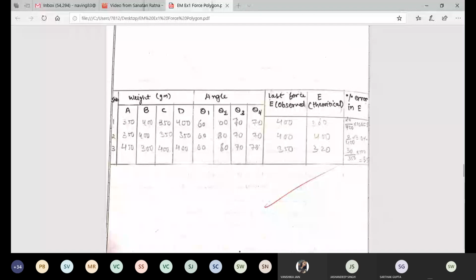This is the table. Take the first readings 350, 400, 350, 400 and make the polygon. I will call every student, and when I call, that student should open his camera and show me the polygon. I will be calling from roll number 291. So every student has to make the polygon and show it to me.